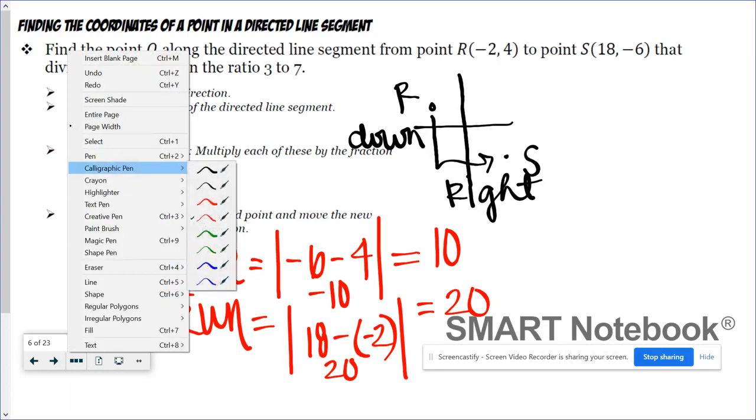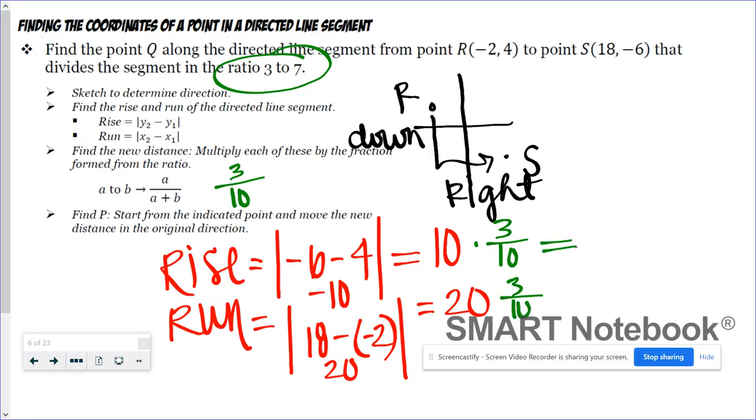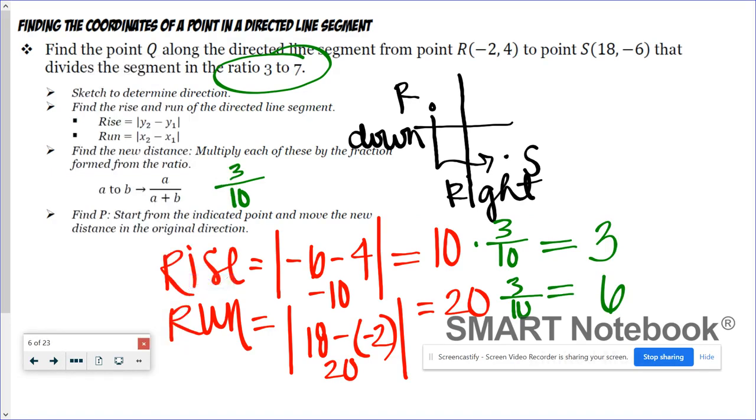I'm going to find the new distance. I just need to know what that fraction formed by the ratio is. So if my ratio is 3 to 7, the fraction would be 3 over 10. So I'm going to multiply each of these by 3 over 10, to get the new rise and the new run. So here I get 3, and here I get 6. So this is the new distance that I'm going to go down and right. So I'm going to go 3 down and 6 to the right.